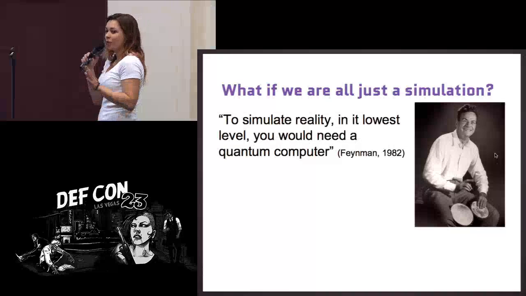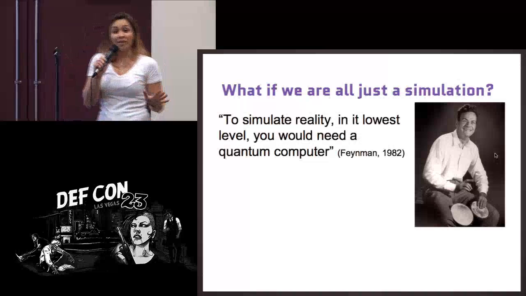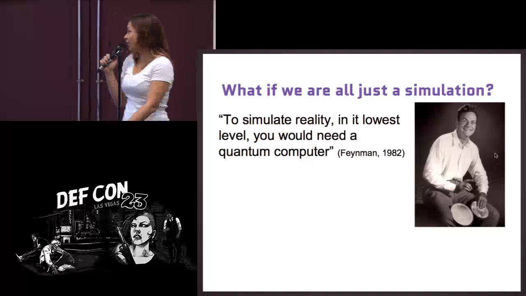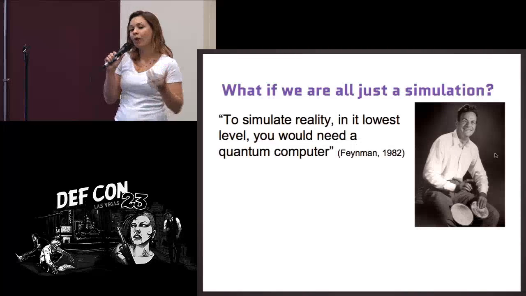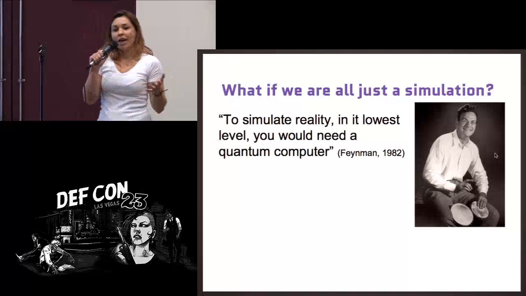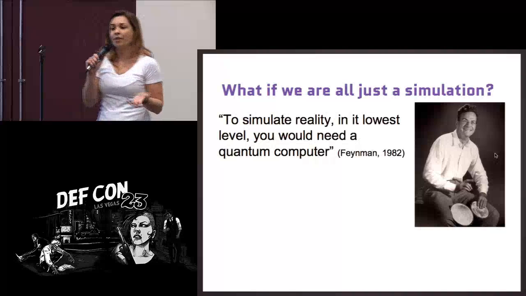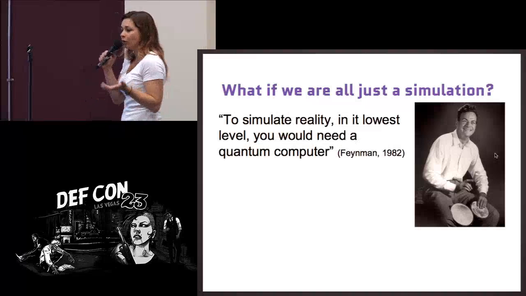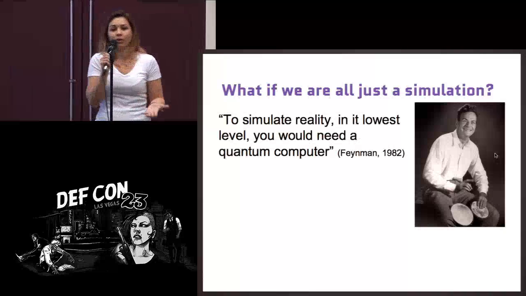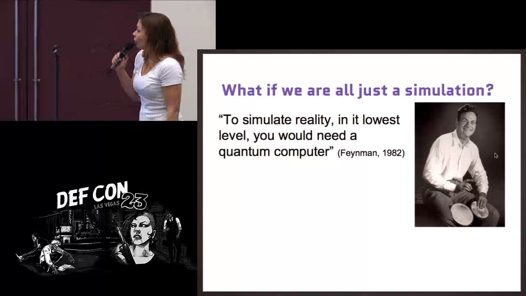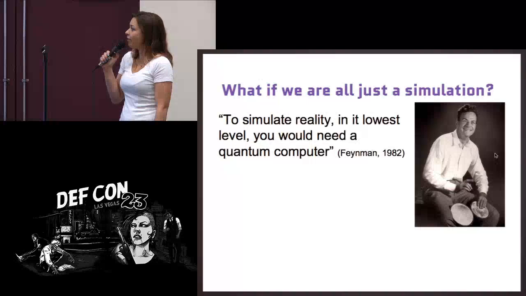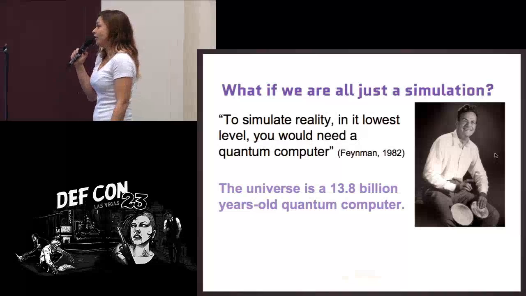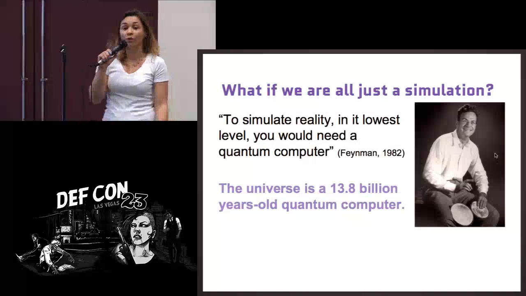So I'm going to start off with a question that's going to blow your mind. What if we're all just a simulation? One of my favorite physicists, dead physicists, is Feynman, and he was one of the first people who started to talk about the idea of everything being a simulation and what would happen if you had a quantum computer. What's the consequence of simulating the lowest level of reality? But that's what quantum computers do. They're simulating the lowest level of reality that you can have. Feynman once said in 1982 that to simulate reality at the lowest level, you would need a quantum computer. But if you think about it, the universe is actually a 13.8 billion year old quantum computer.